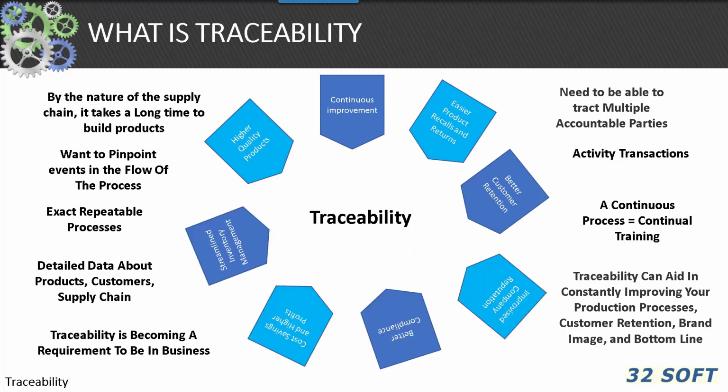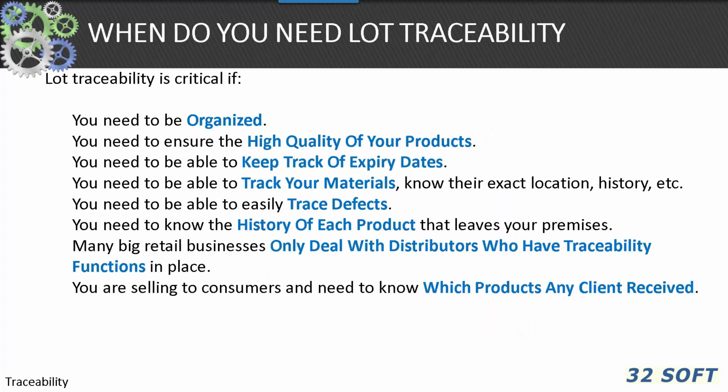Traceability encompasses a lot of elements. It allows for continuous improvement, better customer retention, company reputation, improves inventory control, margin control. Remember, traceability is becoming a requirement to be in business, and traceability is a continuous process. Continual training of your crisis management team and everybody in the organization.